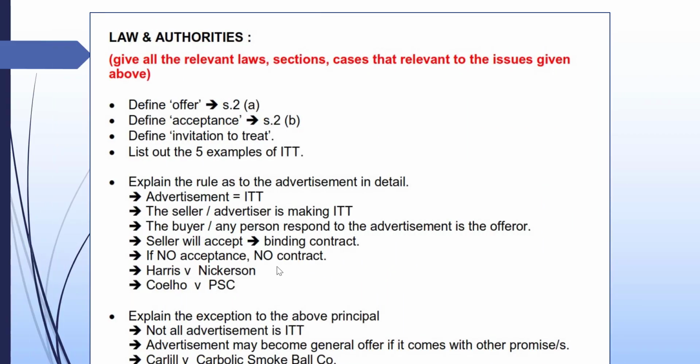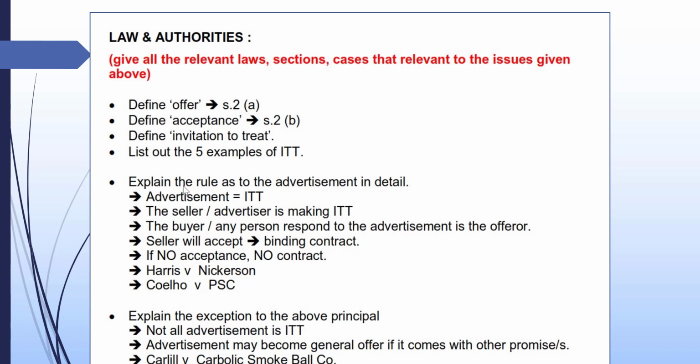So, this is the example of the answer scheme for the law and authorities. For this part, you have to give all the relevant laws, sections, and cases that are relevant to the main issues given above. Of course, you have to define what is an offer, and then you have to define the acceptance and ITT, and then you have to list out 5 examples of ITT. In terms of the list, you only have to give the list, no need to explain, right? But in terms of the advertisement, you have to explain in detail.